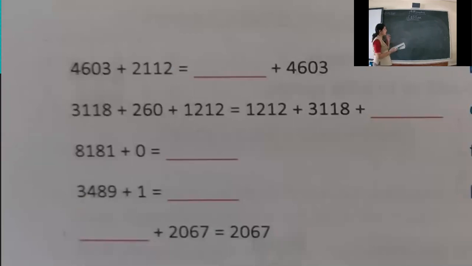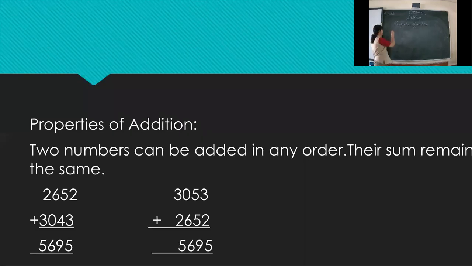Okay, we are moving on to the properties of addition. Your first property is order property. That means you can add 2 numbers in any order. Your sum will remain the same.